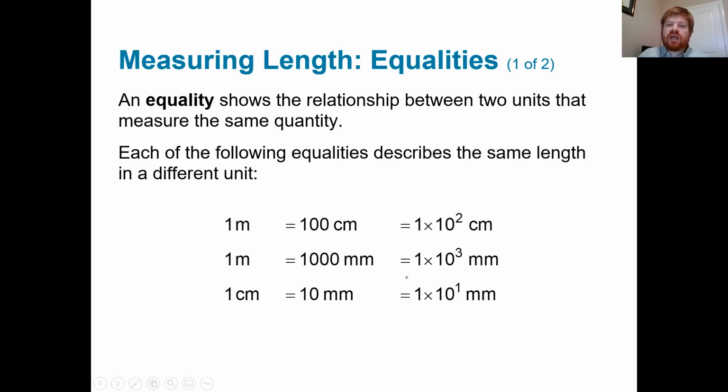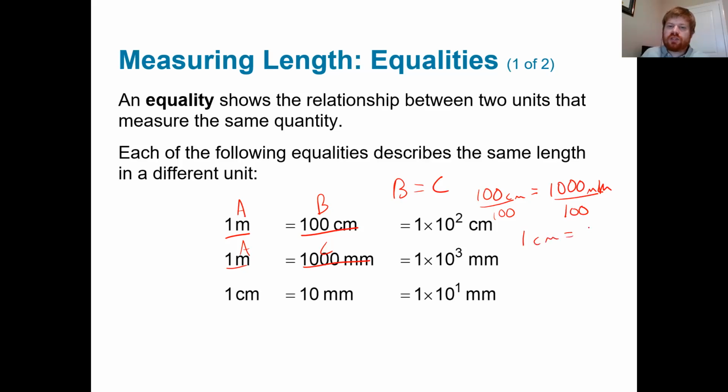The way that you can actually figure this out is, guess what? We have 1 meter equals 100 centimeters. We have 1 meter equals 1,000 millimeters. Think of it this way. This is A and this is B. This is A and this is C. If A is equal to B and A is equal to C, we know that B has to equal C. In other words, 100 centimeters equals 1,000 millimeters. If you divide both sides of the equation by 100, you get the answer that 1 centimeter equals 10 millimeters.